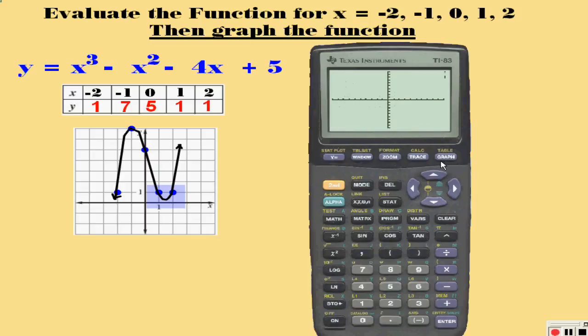We now graph to double check, and we can see that our graph is the same as what's showing there based upon the scale. Notice right here, it looks like it's touching the x-axis, but we know that it's not.